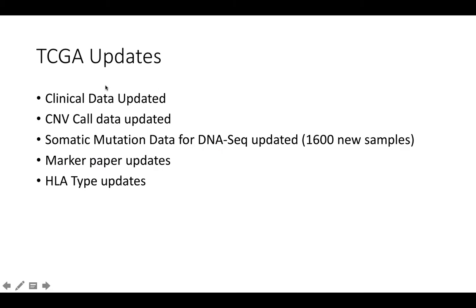Okay, so on to TCGA updates. The main updates for TCGA are that all of our clinical data has been updated as it usually is. The CNVCall data, which I'll explain in a minute, has been updated as well. We have about 1,600 new somatic mutation data samples. We've updated the marker paper in the clinical data. And this is something I'll go into more detail on because I'm not sure that people are using it as much as they could. We've also done HLA typing, which I'll explain in a few minutes as well.